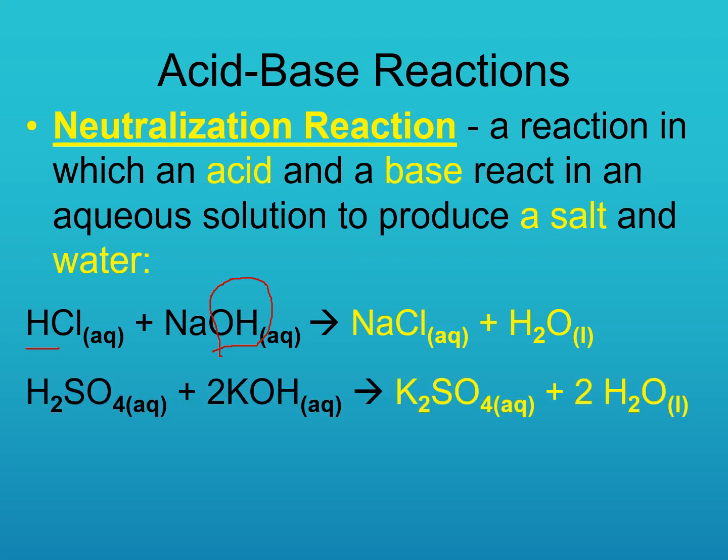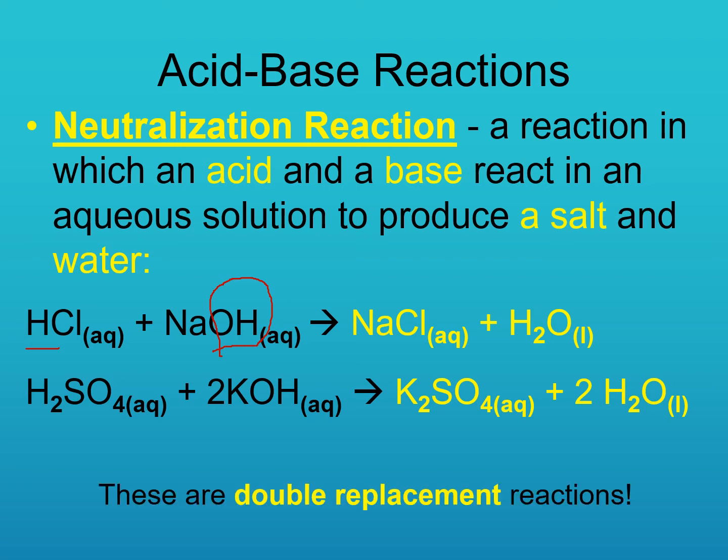So it neutralizes. And here's another example. We also have sulfuric acid with potassium hydroxide. When we put those together, we get potassium sulfate, which is a salt, and water. So these are called neutralization reactions. And this is what we call double replacement reactions. We've talked about the 5 different types of reactions. So here we've got a double replacement reaction. They're switching partners.